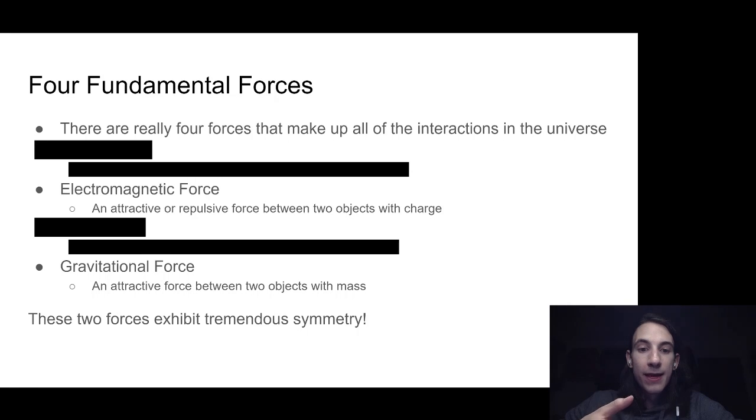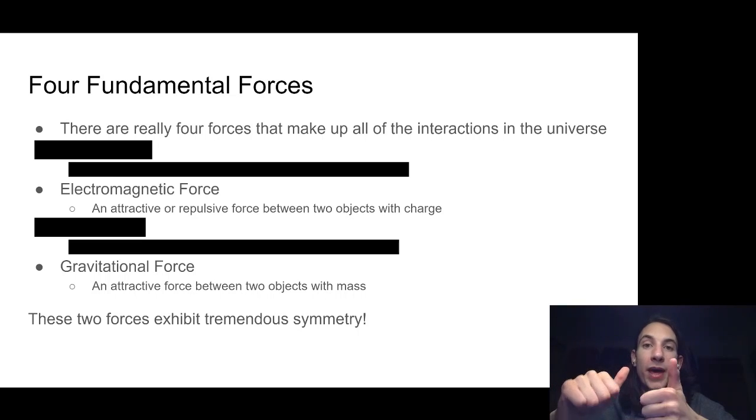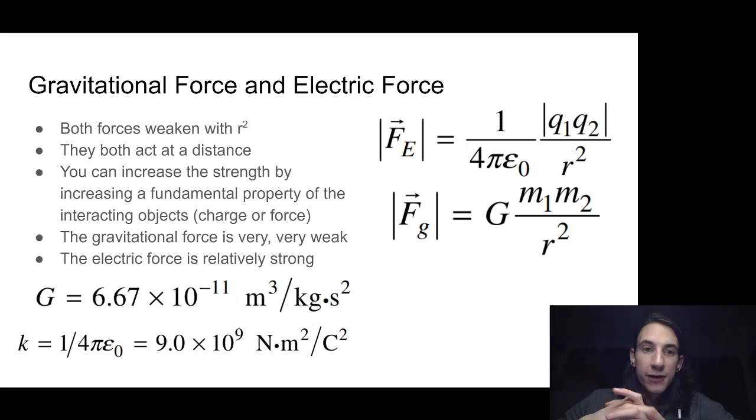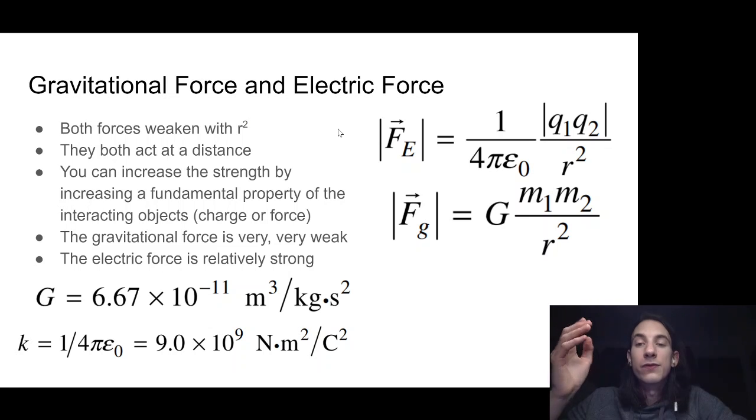And what we've noticed, because we've done this already, is that the electromagnetic force and the gravitational force have very, very great symmetry. They're very, very similar. They're both based on these fundamental properties of our objects, either charge or mass. And another similarity, they both weaken with r squared. When r squared increases, these both get weakened. They both happen at a field, and they're both acting at a distance, and it's based on 1 over that distance squared. Even when we look at these equations, we see these are so similar.